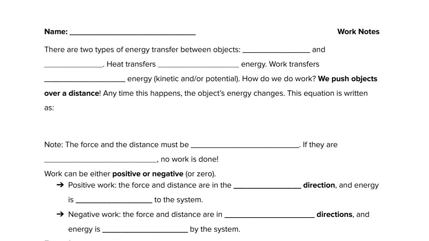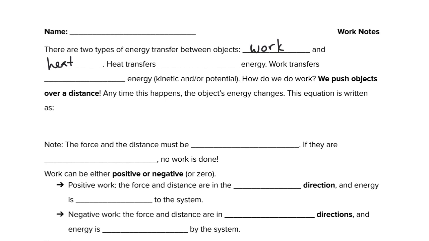Hey guys, today we're going to be talking in depth about work, which I know is a topic we've discussed on several occasions, but we're going to be looking at it a little bit more closely here today on our work notes. So, first off, there are two types of energy transfer between objects. The main one that we've been looking at is work, but there's also another one, and that is heat.